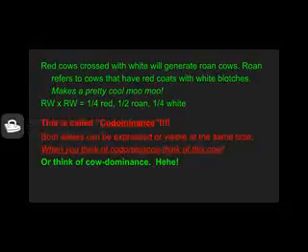Red cows crossed with white will generate roan cows. So that's what that cow in the picture is called, a roan. Roan refers to a cow that has a red coat with white blotches. It makes a pretty cool moo-moo. RW times RW, or that equation there, is one roan cow mating with another roan cow, which will have a fourth red offspring, half roan offspring, or a fourth white offspring.